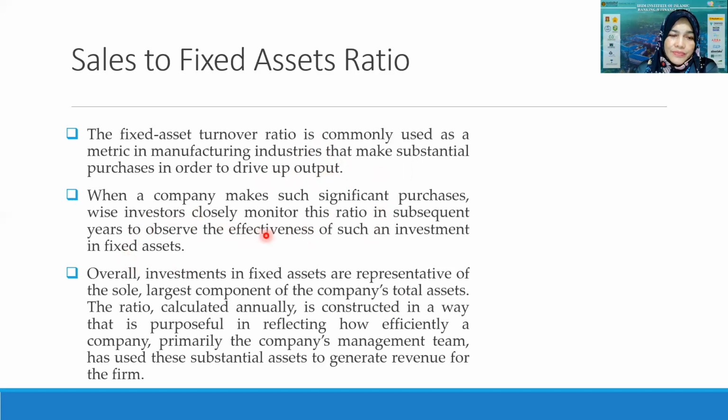So when a company makes such significant purchases of assets, investors will usually closely monitor this ratio in subsequent years to observe whether the decision to invest in fixed asset is effective or not. For example, if the company buys new machinery, investors will want to see that the new machinery is able to generate more income to the company.